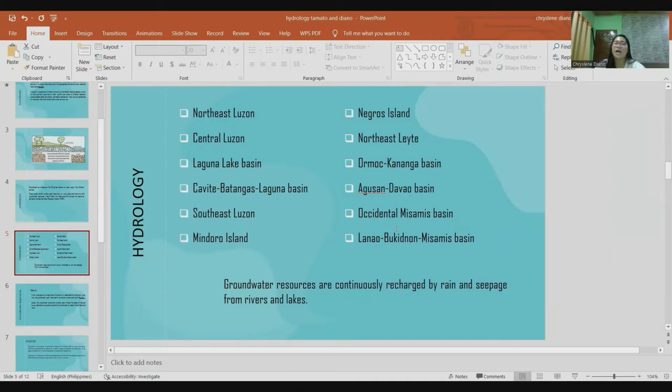These are the major basins, and here are 12 of them as examples: Northeast Luzon, Central Luzon, Laguna Lake Basin, Cavite, Batangas, Laguna Basin, Southeast Luzon, Mindoro Island, Negros Island, Northeast Leyte, Ormoc Canaga Basin, Agusan Davao Basin, Occidental Misamis Basin, and Lanao Bukidnon Misamis Basin. These are the rivers and lakes that are examples of the 18 major basins.